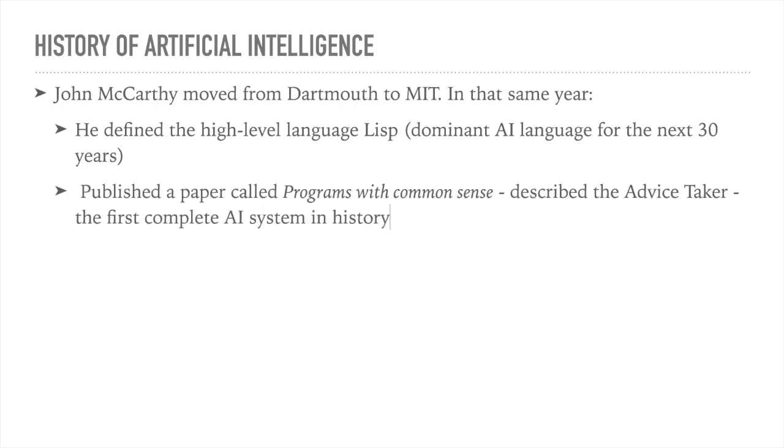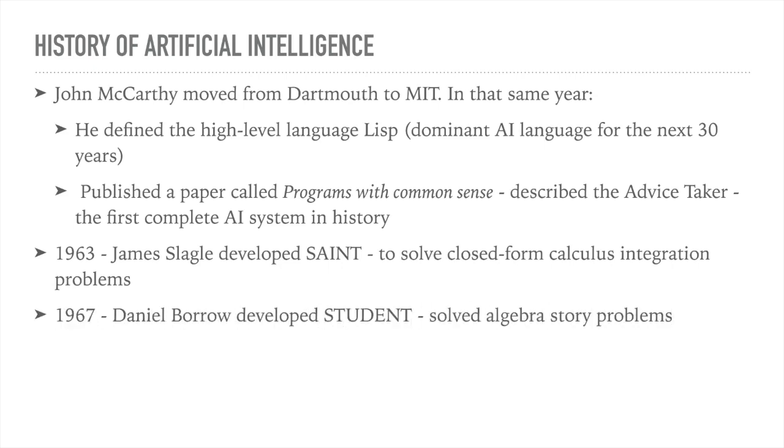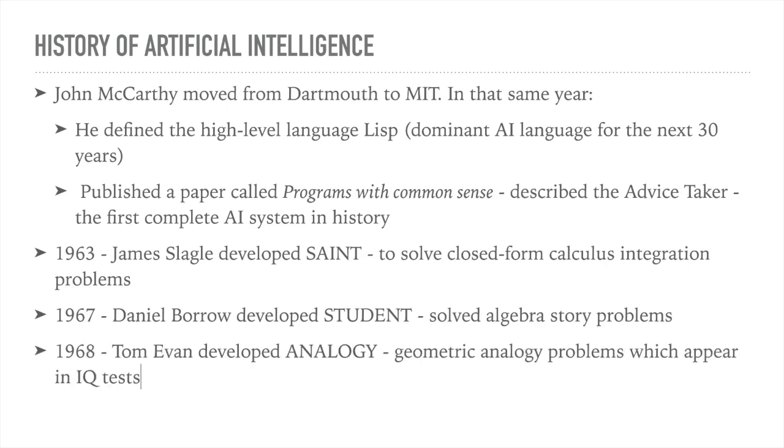And similarly, in '63, there was this brilliant scientist called James Slagle who developed SAINT. Once again, this was a program which could solve closed-form calculus integration problems, known to be one of the most difficult in mathematics. Similarly, Daniel Bobrow developed something known as STUDENT, which could solve algebra story problems. And once again, similar software were being developed all across primarily the US at this point of time.